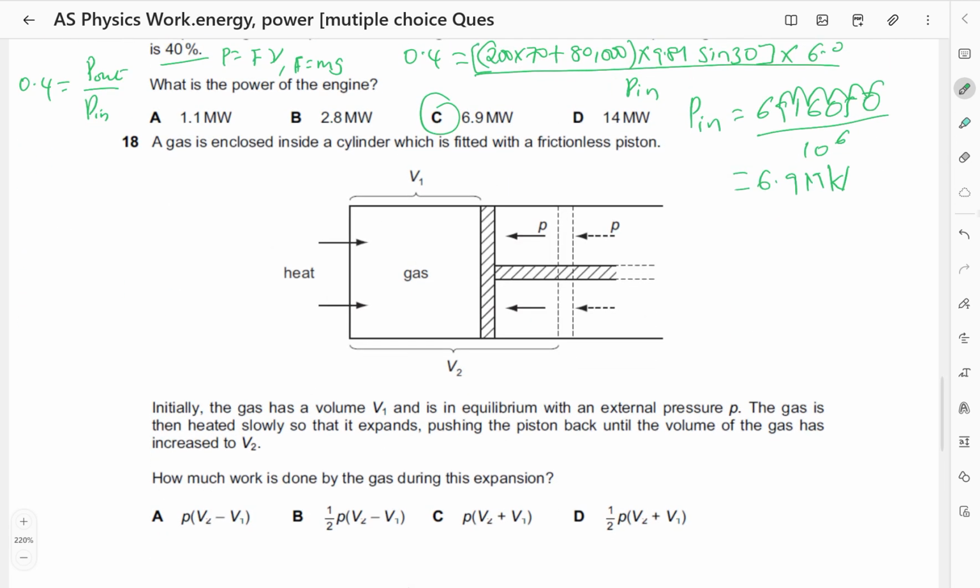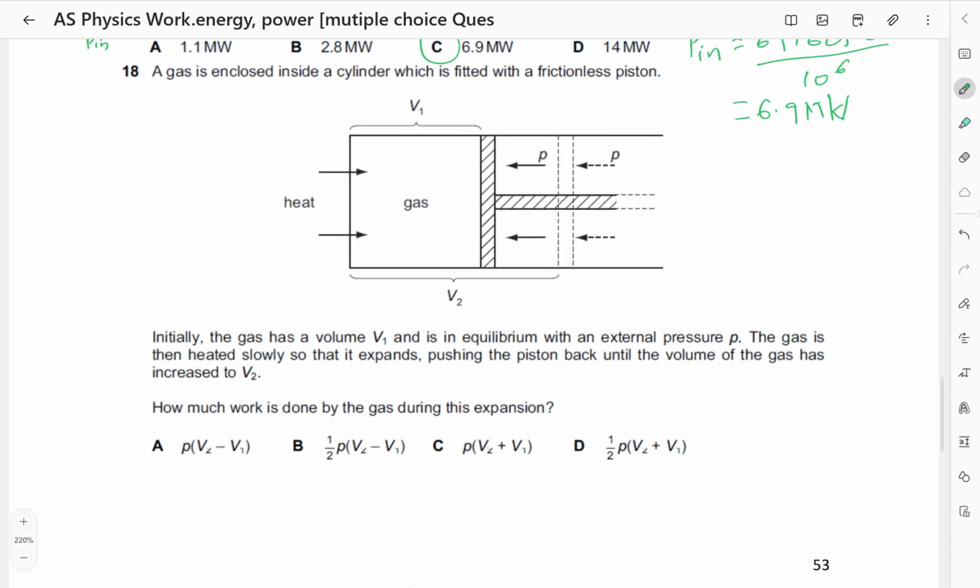A gas is enclosed inside a cylinder which is fitted with a frictionless piston. Initially, the gas has a volume V1 and is in equilibrium with the external pressure P. The gas is then heated slowly so that it expands, pushing the piston back until the volume of the gas is increased to V2. How much work is done by the gas?